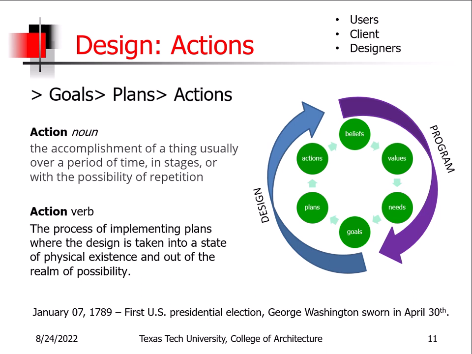So, in the case of our Constitution, the action we had to take, of course, was to elect a president. So, in 1789, the first U.S. president was elected. George Washington was sworn in on April the 30th.